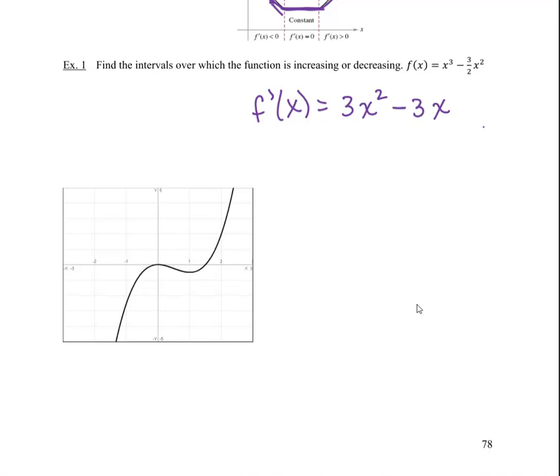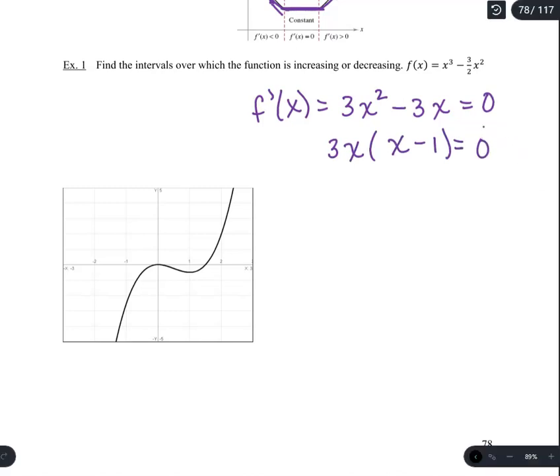In this case, we have a polynomial, so I don't have to worry about where it's undefined, but it is going to equal 0 at a couple of locations. I'm going to factor out a 3x here, so I have x minus 1 equals 0. And I have two critical numbers for this function, 0 and 1.